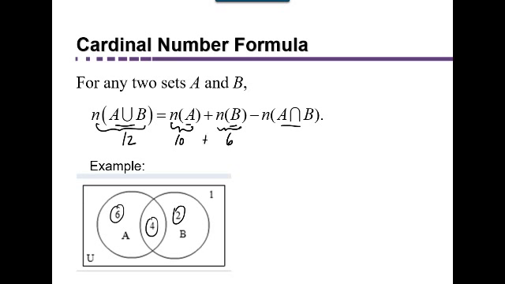If we were to just add the number in A, 10, plus the number in B, 6, that would add up to 16, which is too much. Why? Because we've counted this 4 as both part of set A and part of set B. So if we add these together, we're overcounting the 4. Now the 4 is just the number of elements in the intersection of A and B. So if we subtract off that 4 from 16, notice we get 12. We had counted the 4 twice, now we're taking off that extra count. So this is the cardinal number formula, and on the next slide we're going to see how we can apply it.